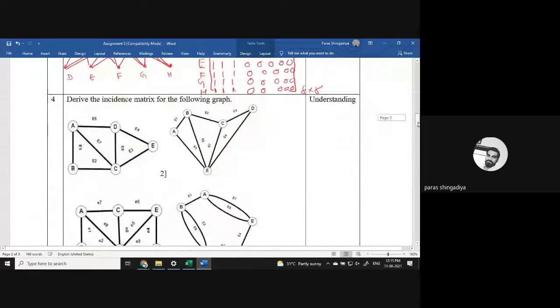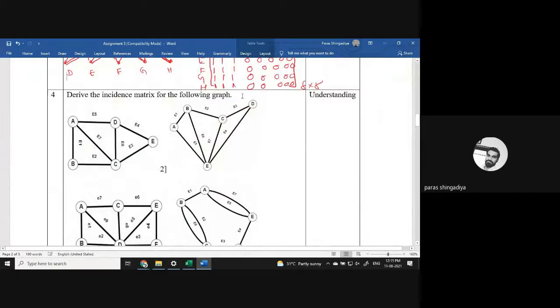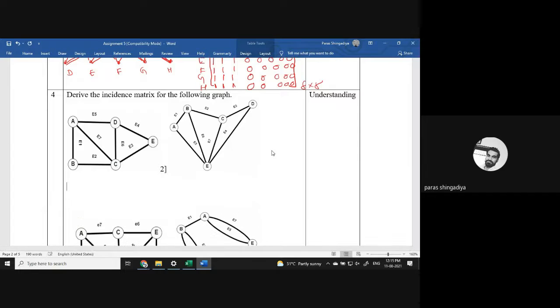Clear? And now the next part is for the incidence matrix case in question number 4. Derive the incidence matrix for the following graph. Okay, some graphs are given here. Let's derive the incidence matrix of the first graph. Incidence matrix means we'll check a relation between a vertex and an edge. Okay, and the order depends on the number of vertices and the number of edges. Clear? So here in the first graph, the number of vertices is 5 and the number of edges is 7. Okay, total 7 edges and 5 vertices.